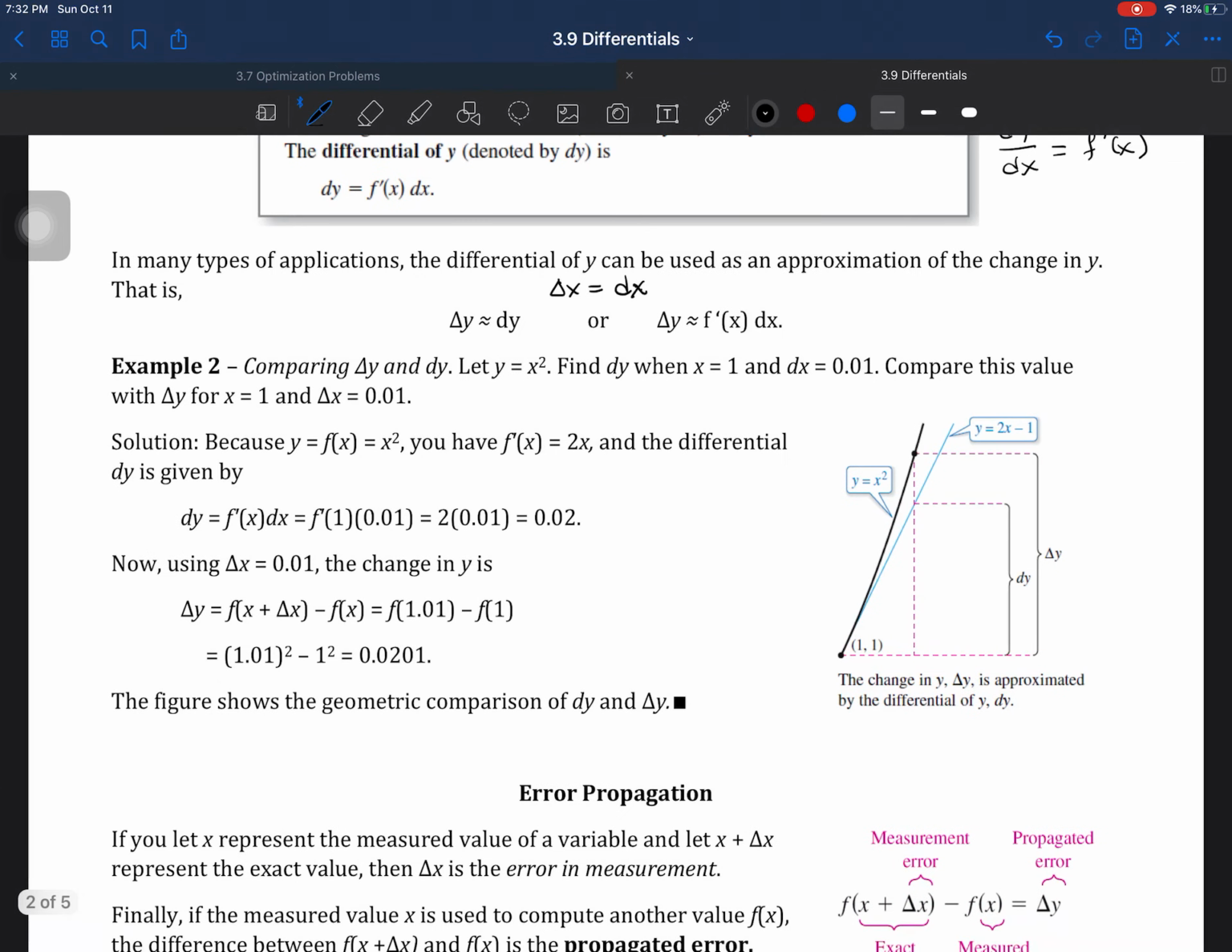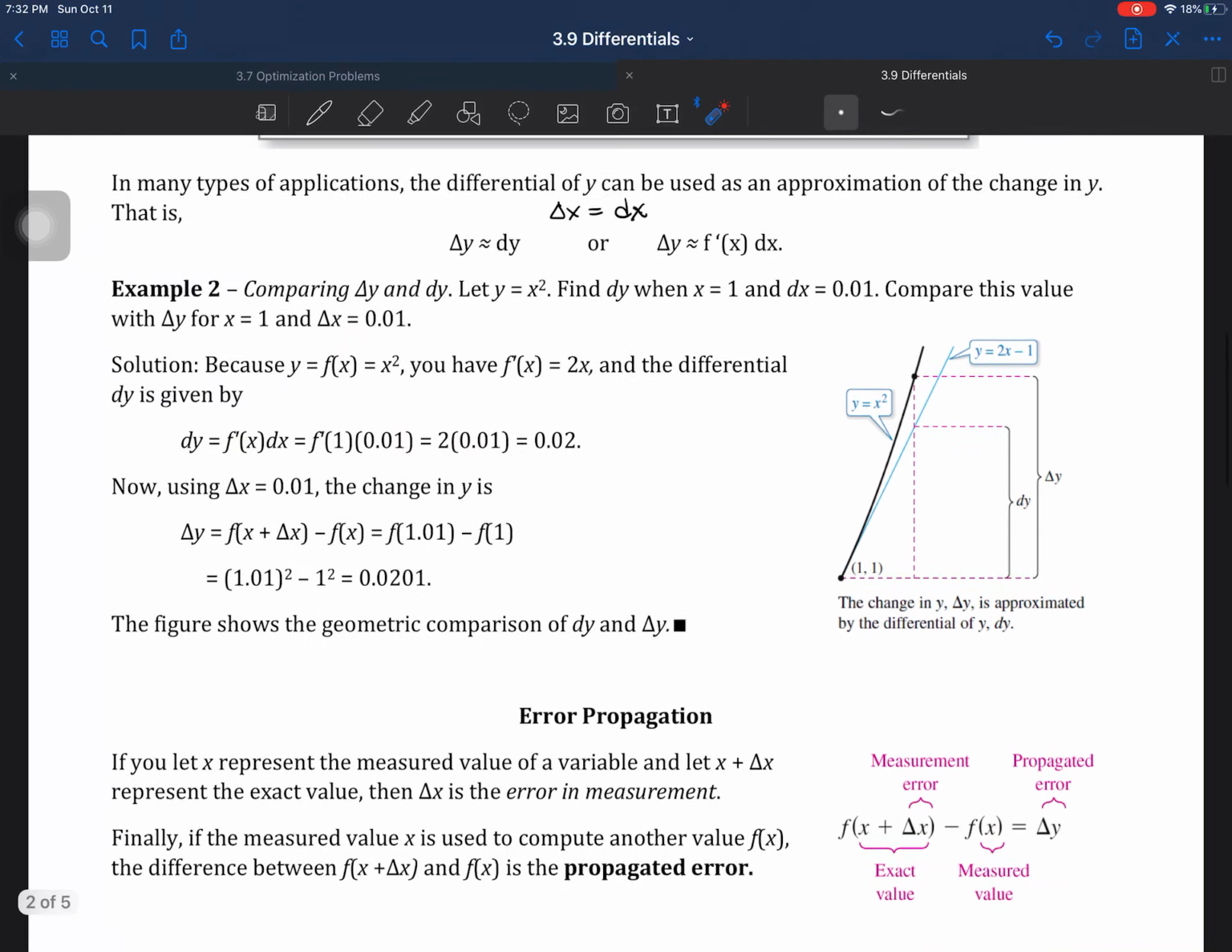All right, so we're going to use the next example to compare both delta y and the differential of y. So here we go. Compare delta y and the differential of y. Let y equal x squared. Find dy when x equals 1 and dx is 0.01. And then compare this value to the actual delta y when x equals 1, where delta x is 0.01. All right, so here we go.